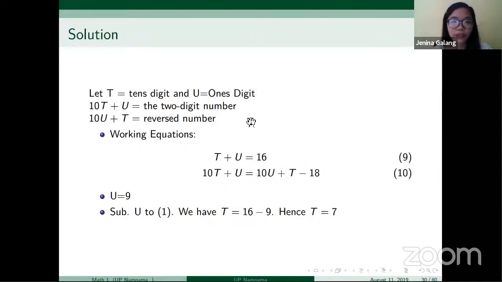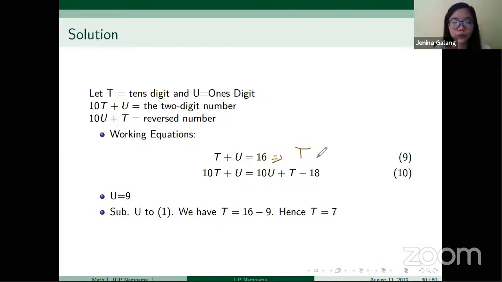So, dito, transpose lang natin yung u. We have 16 minus u. And yung u natin is 9. So, we have this. Hence, the tens digit is 7. So, yung ones digit natin ay 9 and yung tens digit natin is 7. So, the answer is 79.